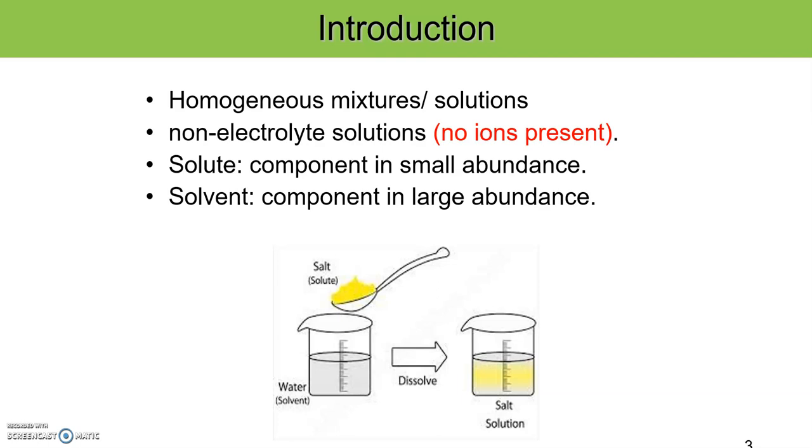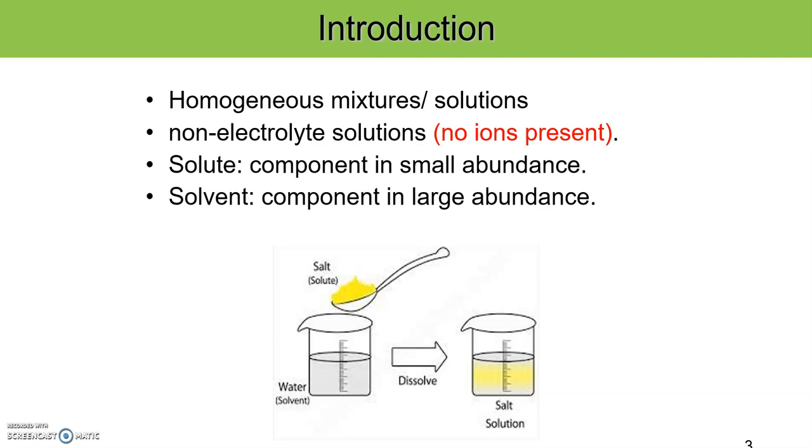When we talk about homogeneous mixture, we don't talk about ions. What's an ion? An ion is something that has a positive or negative charge. So we don't discuss ions at all in this chapter. When we talk about mixture, we talk about a solution. A solution is a mixture of a solute and a solvent. When we mix them together, we will have a solution.